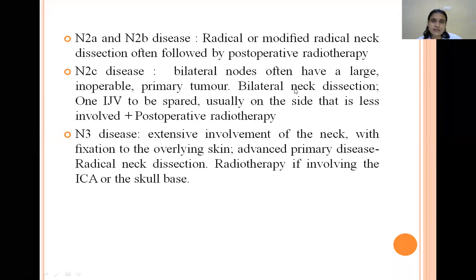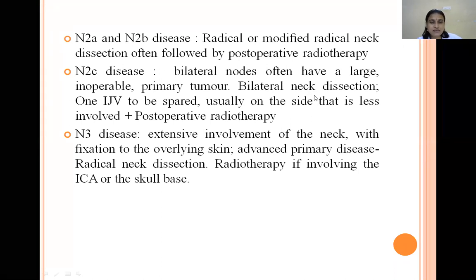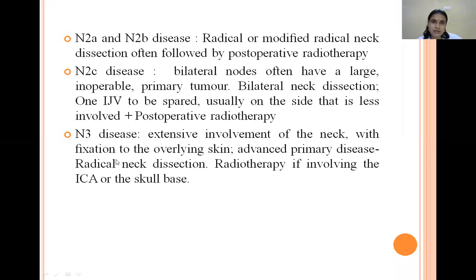I told you, same side radical neck dissection, opposite side functional neck dissection. On the opposite side, presumably there is lesser involvement of lymph nodes, then we'll go for functional neck dissection, along with postoperative radiotherapy. N3 disease, extensive involvement of the neck with advanced primary disease. So radical neck dissection may or may not be performed, but radiotherapy will be given postoperatively for palliation. Also, radiotherapy, if the primary tumor itself is involving the internal carotid artery and the skull base, then you have to go for radiotherapy of the neck also.